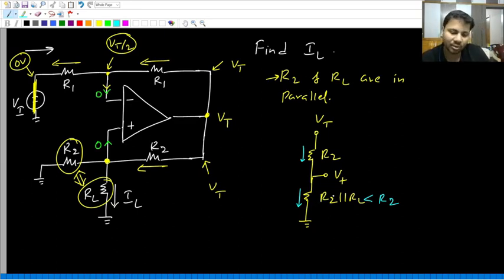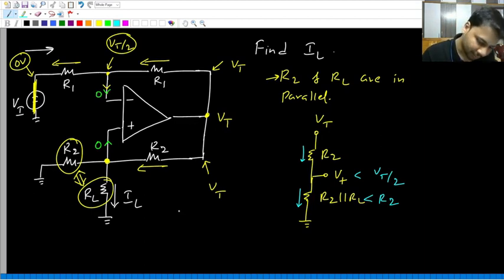If it is R2, V plus will be Vt by 2. But at the bottom we have R2 parallel RL, which is less than R2. So tell me, will V plus be Vt by 2 or less than Vt by 2? Definitely it will be less than Vt by 2, because at the top we have R2, but at the bottom we have a resistance smaller than R2. If it is R2, V plus will be Vt by 2, but if it is less than R2, then V plus also will be less than Vt by 2.